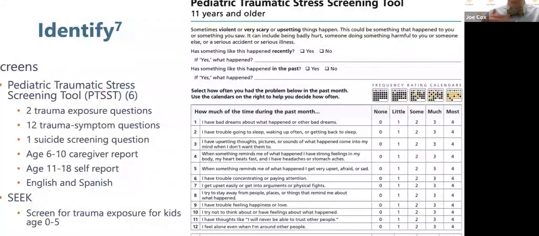There's a lot of other screening and trauma symptom rating scales out there, like the UCLA PTSD Reaction Index is a great one. Childhood PTSD Symptom Scale is another one. This one's free, but if you have another favorite one you like to use, having a measurement-based tool to use, just like we do with depression and the PHQ-9 and anxiety with the GAD-7, is really helpful for making things efficient and making it standardized and helping guide our decisions, which we'll get to next. The SEEK, like I mentioned before, is great for young kids and asking about trauma exposure.